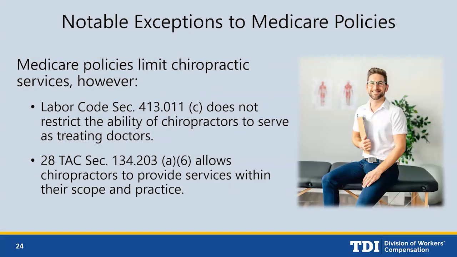Some notable exceptions to Medicare payment policies exist because our statute, laws and rules say differently than Medicare or conflict, and ours will always supersede. Just take chiropractors, for instance. In the Medicare system, there are limitations to what a chiropractor can provide. Not in our system, because of 413.011(c). We don't restrict chiropractors' ability to provide services within their scope of practice. Now, if they're going beyond their scope of practice, that's a license problem, and they shouldn't be doing that. They should stay within the course and scope of their practice and their licensure.